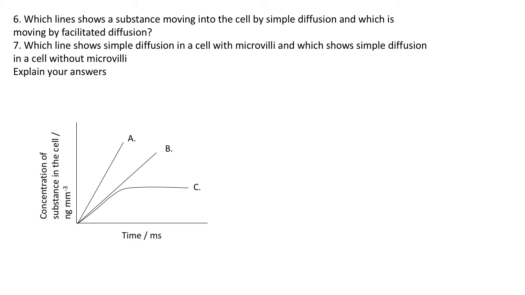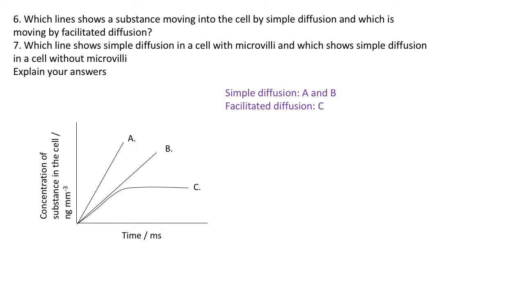So 2 questions here relating to the graph. Pause, try those questions, and then we'll go through the answers. So for question 6, you should have this. A and B show simple diffusion, C is facilitated diffusion.